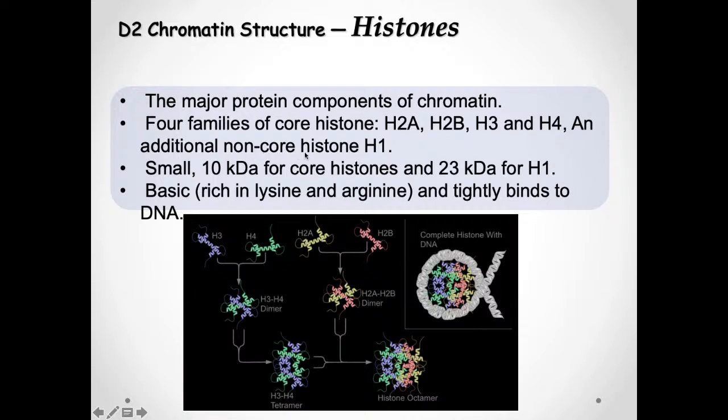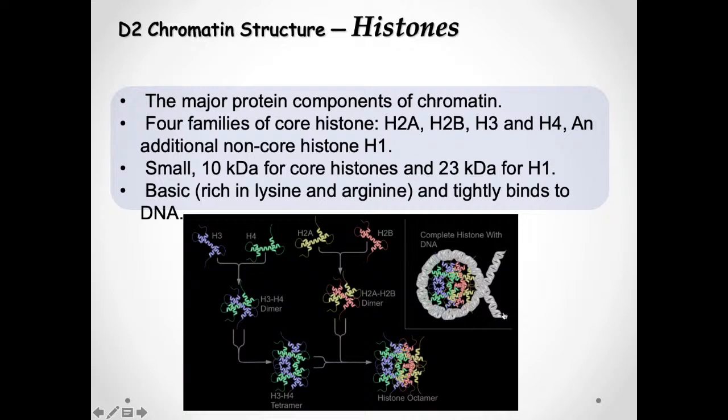An additional non-core histone, which we have discussed, acts like a clip to hold everything together, that is H1. H3 and H4 make a dimer, and H2A and H2B make a dimer. Then the H3 and H4 join together to make a tetramer, and this H3-H4 tetramer plus the H2A and H2B dimers come together to make a proper histone octamer. Around this histone octamer, your DNA is coiled.